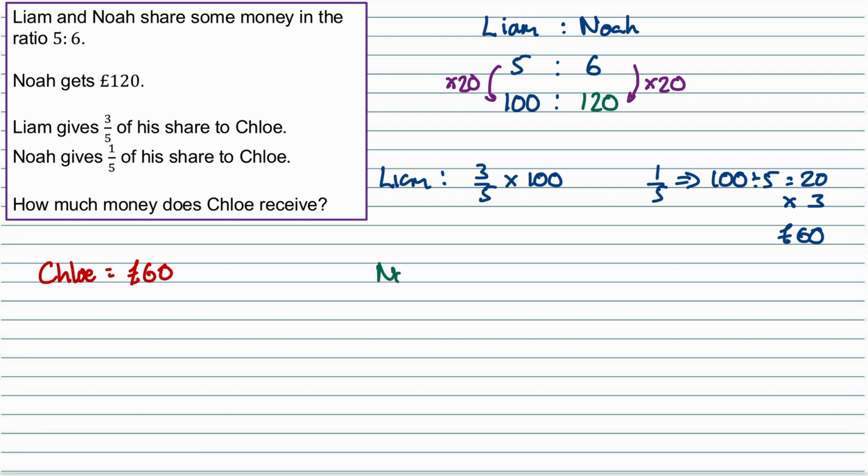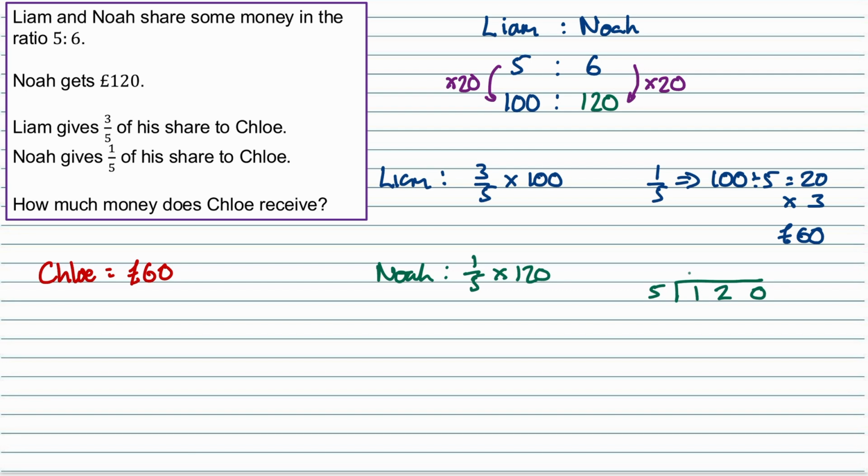And then for Noah, we're told that he gives 1/5 of his share to Chloe. So we need to work out 1/5 of £120. The best way of doing this is using the box method. So we have £120 and we need to divide it by 5.